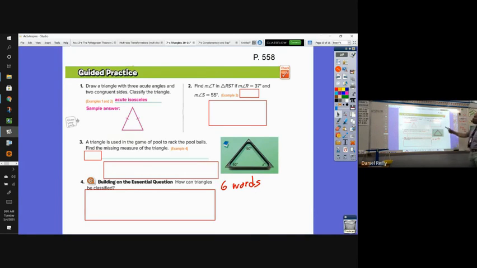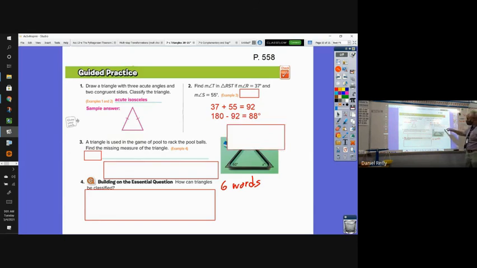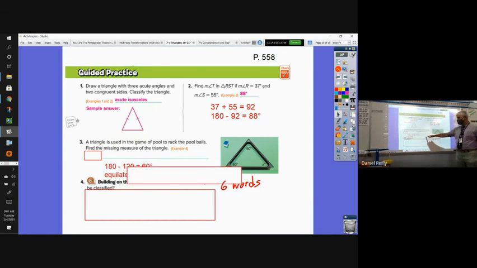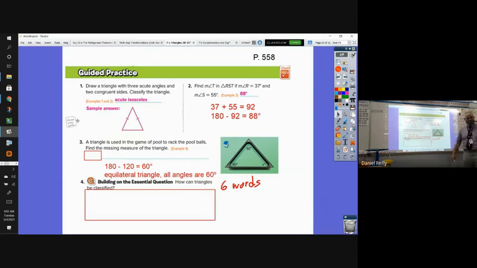What is the measure of the missing angle in this triangle? Triangle RST. Angle R is 37, angle S is 55. The missing angle is, Jack, 88 degrees. Add these two together, and then the third one is 180 minus that. And finally, the missing angle of the rack is 60 degrees. In an equilateral triangle, the angles are always 60 degrees, because all the angles have to be equal also.